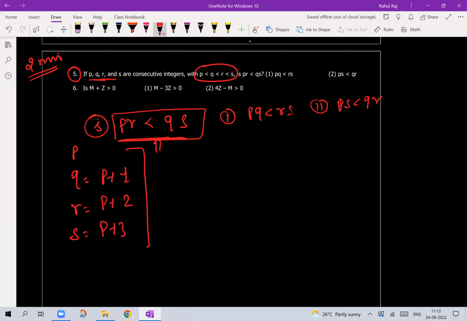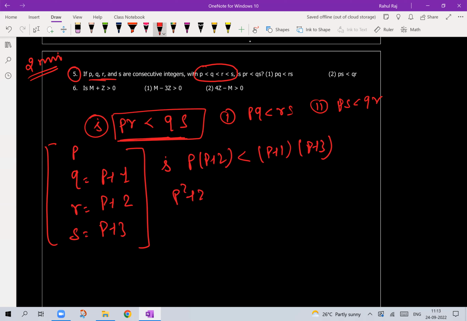Now, before I get into the question, I would try to simplify the question for myself, because I personally feel that if I go ahead with all 4 different integers, it is going to be a tough situation. So personally, I'll reduce the question to one variable, that is P. So let's say is P into R, R is what? P plus 2, less than QS. QS is what? Q is P plus 1, S is P plus 3.